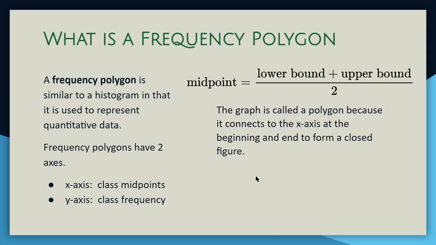The graph is called a polygon because once you've drawn it, it will connect to the x-axis at the beginning and end of the graph to form a nice pretty closed figure. And we know closed figures with straight edges in geometry are called polygons. So if you do this correctly, you should end up with a polygon on your graph.